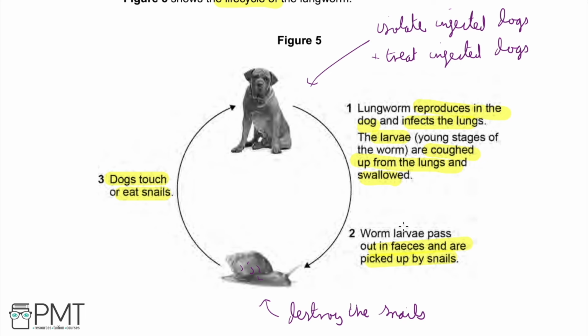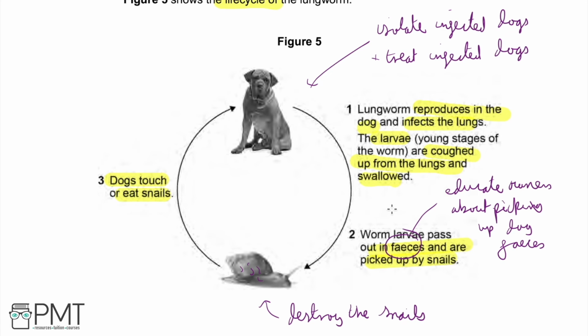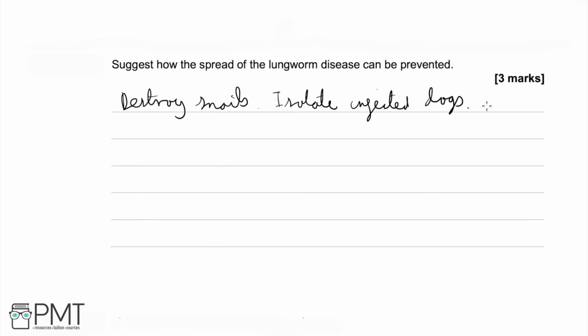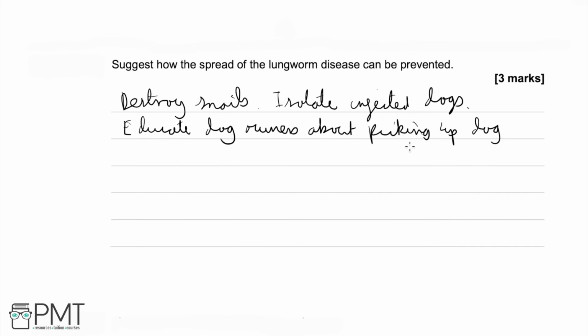Finally, we can see that it spreads by feces, and we could therefore educate the dog owners that they should be picking up the dog feces. This will prevent it being consumed by snails, thus preventing the spread of the lungworm. So, it is a 3-mark question, so we need to choose 3 of these points for our answer. First of all, I'm going to say to destroy the snails. Then, to isolate the infected dogs. And finally, to educate dog owners about picking up dog feces.